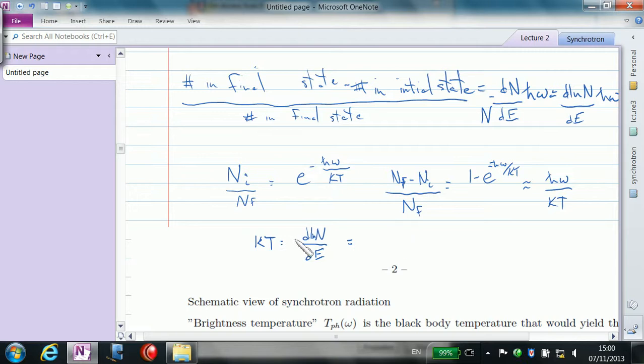Now, if n is equal to e to the minus alpha, I'm sorry, there should be a minus sign here, right? Wait a minute, why do you write n initial over n final as just e to the minus h omega over kT? It's also the degeneracy difference. I'm talking about two states, just two states.